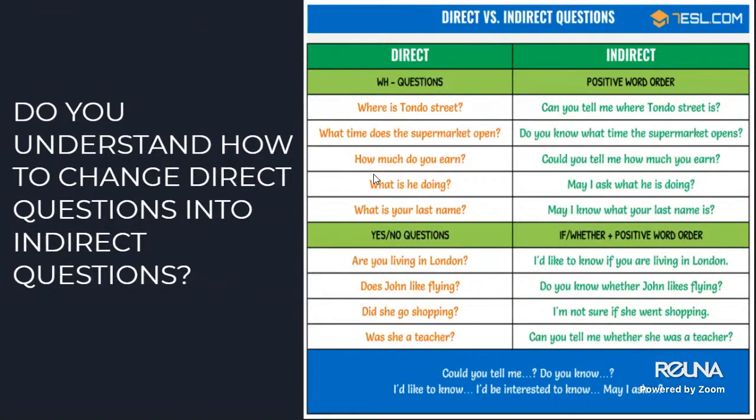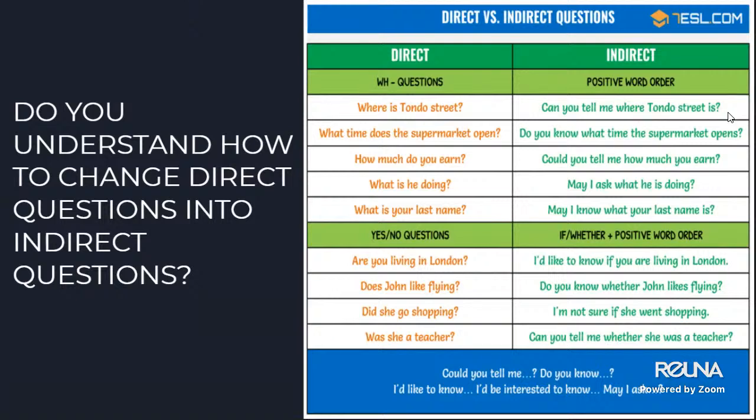So first, you got a direct question, which is like a regular question. Where is Tondo Street? That's a direct question using WH words, or question words like where, what time, how much, etc. And in the indirect section, as you can see here, we got a positive word order, but it's still a full question. For example, can you tell me where Tondo Street is?